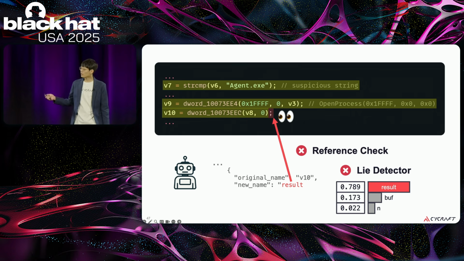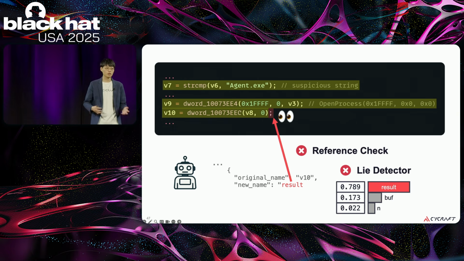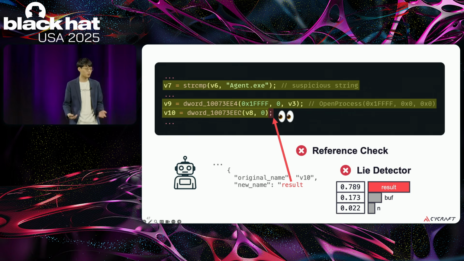And for the second, the lie detector, it also does not concentrate on the first option. So it means that the language model is not certain about its result because it doesn't have the clues, and this API is obfuscated, so it doesn't know how to rename the result. So this time, we will reject these low-quality renames, and we don't accept its answer.